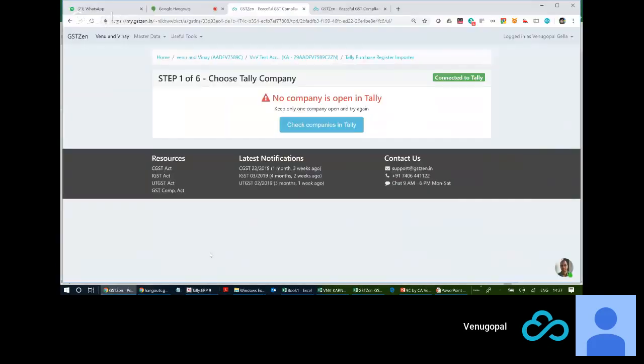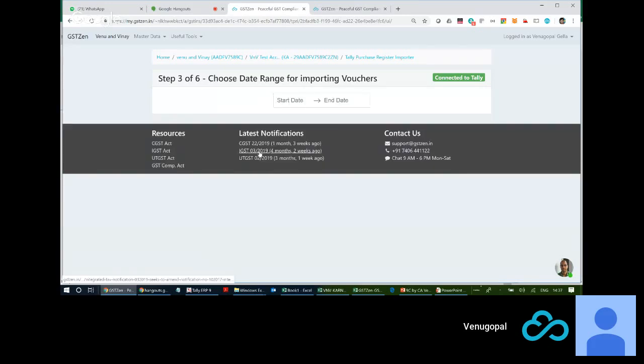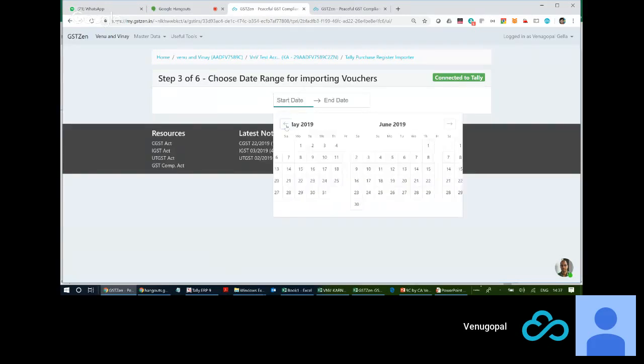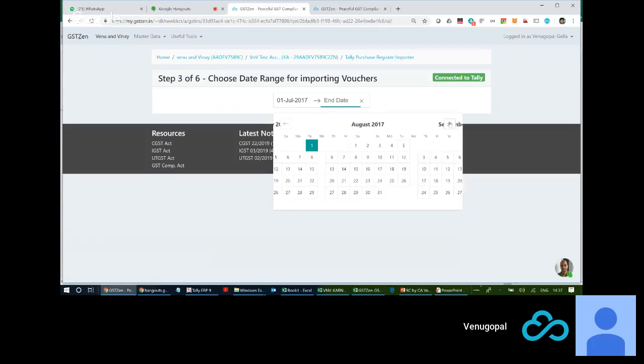All right, so automatically you can now see a company is used. You can click on use this company, and once you have processed, if you are making some entries changed in the Tally, you can process the ledgers again. If the ledgers are processed, you can say the existing ledgers to be used. You can give whatever the period for which you want to use the data from. So in this case, I want to use the data directly from 1st July 2017 to 31st March 2018.